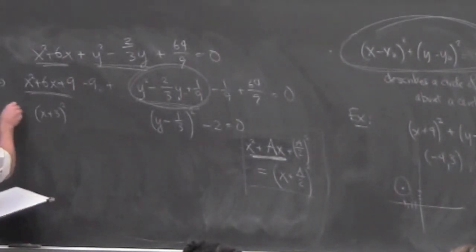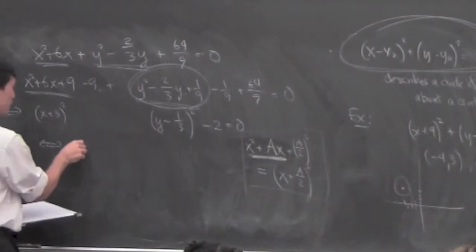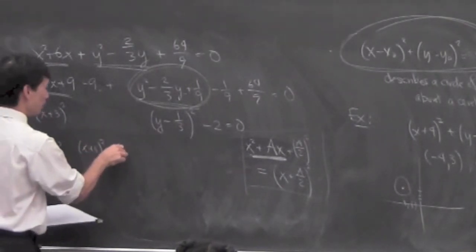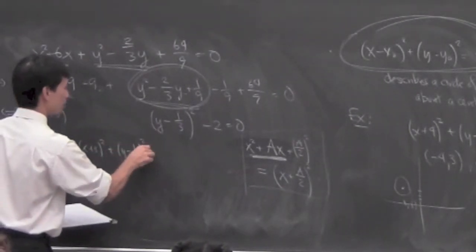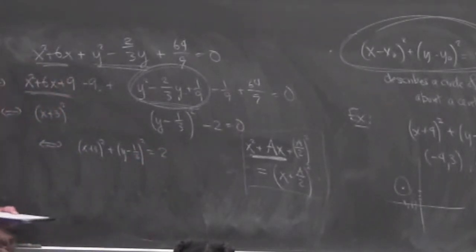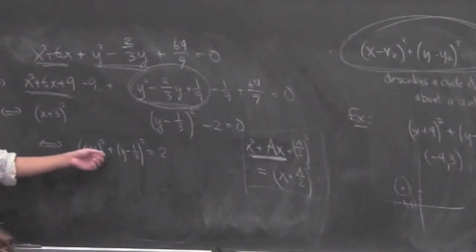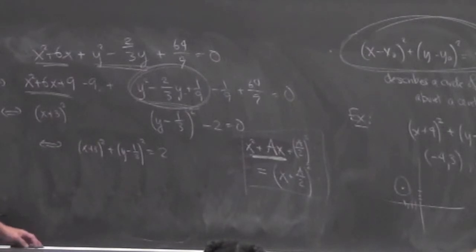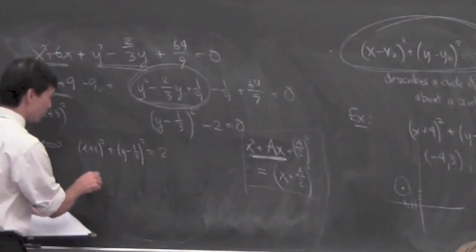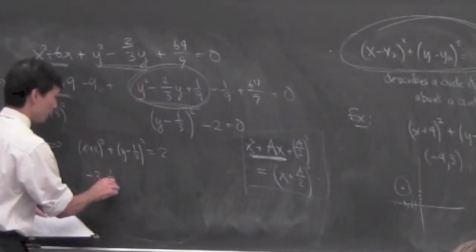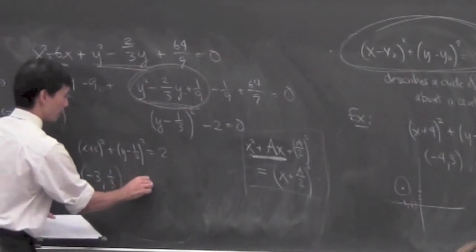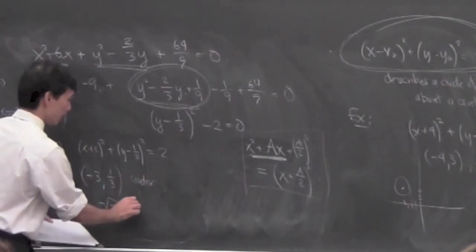Okay. So now it's really easy to read off what this circle is. It's a circle centered at -3, 1/3 and with radius √2. So centered at -3, 1/3 is the center, and √2 is the radius.